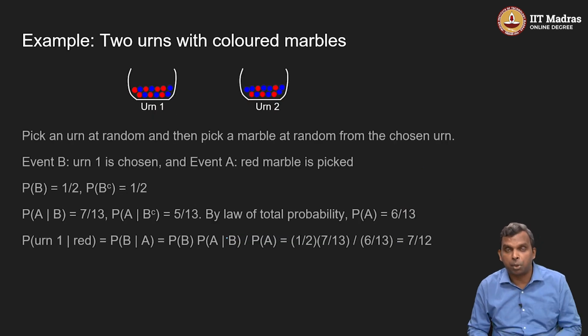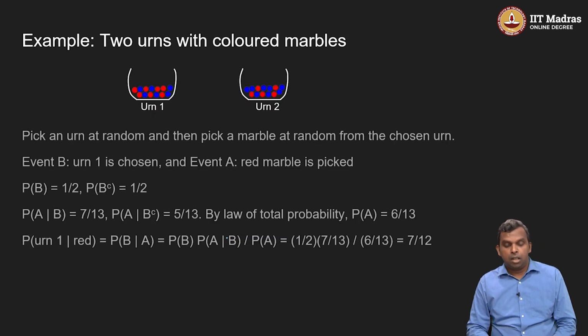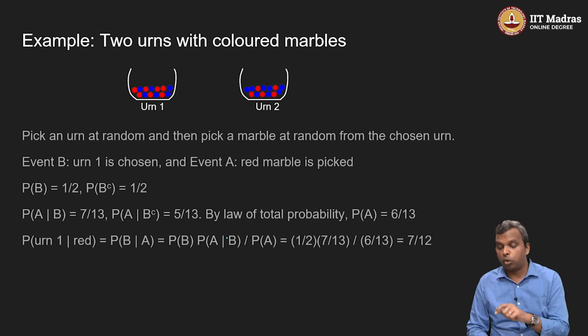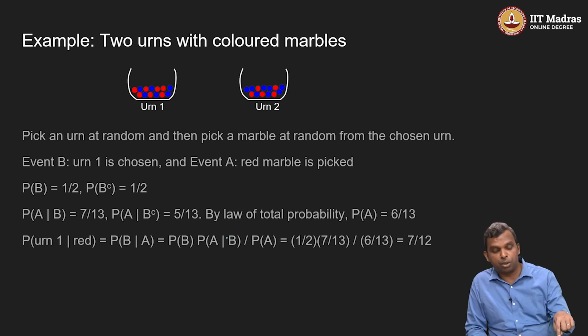Let's go back to our urn problem. My event B is urn 1 is chosen, B complement is urn 2 is chosen, and A is a red marble is picked. So I know the probability of B complement, I know the probability of A given B, and I know the probability of A given B complement. All these we have seen before. By the law of total probability, you can very easily compute P of A is 6 by 30. So these are all easy to find: P of B complement, A given B complement, P of A, all easily worked out.